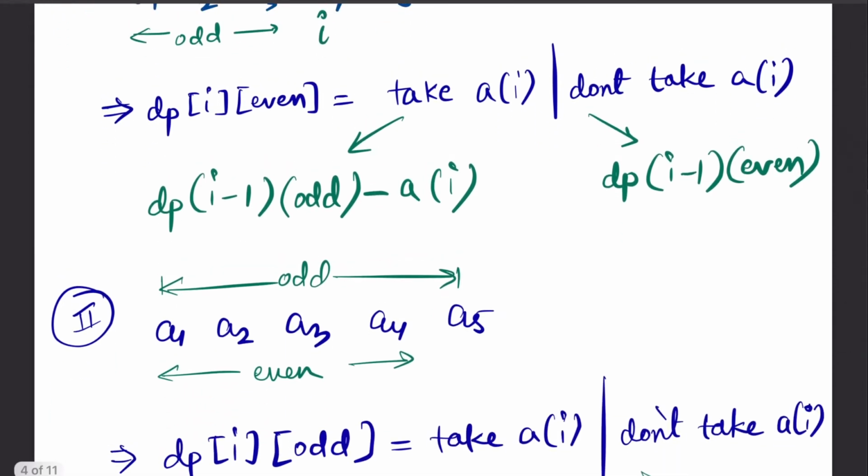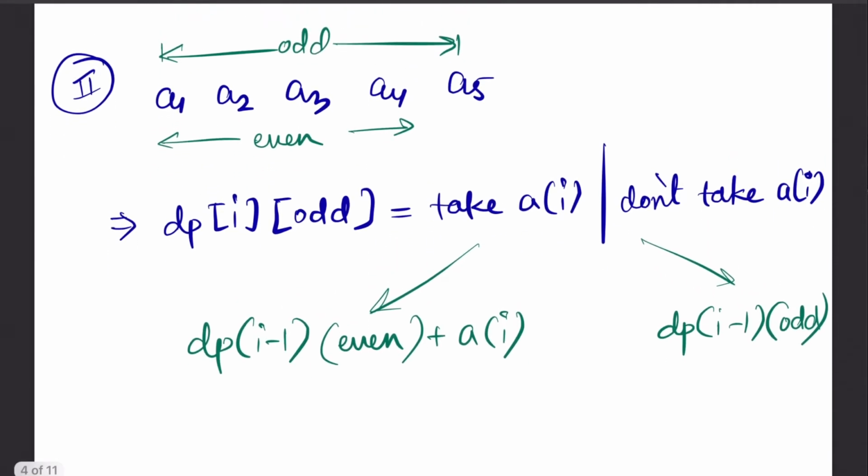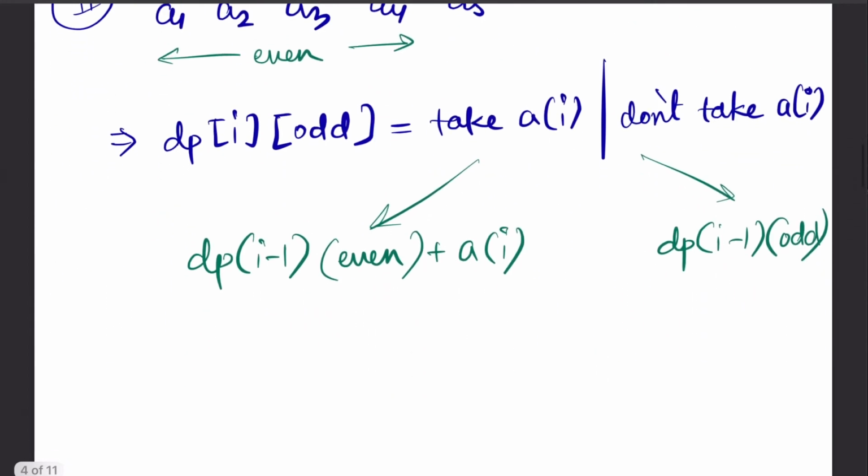Same goes for odd. If you can, try it for yourself, but I will still show you here now. I have two choices again. I either take A of i or I don't take A of i. Now as you can see, I want to compute it for this position. So when I take A5, what do I have? I take the entire prefix of length i minus 1 where the length was even and I add this A5 to that. That means the length becomes odd. And as I said, for even we had subtract, so obviously for odd we will add them.